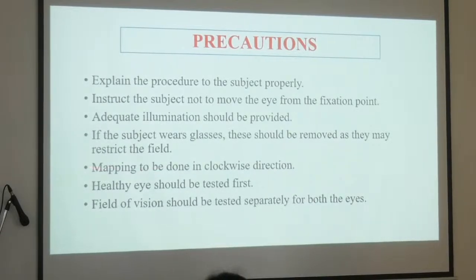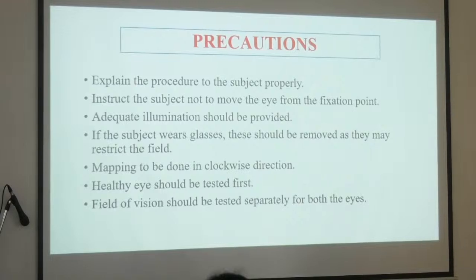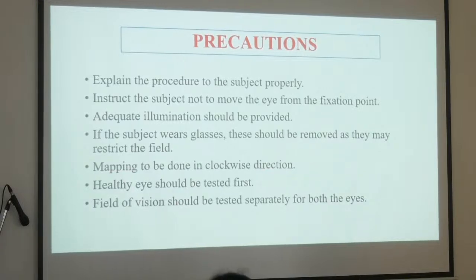Mapping is to be done in a clockwise direction. The healthy eye should be tested first. If the patient is complaining of a visual defect, that I am seeing less in the right eye or the left eye, then you have to test the healthy eye first. Field of vision should be tested separately for both the eyes.